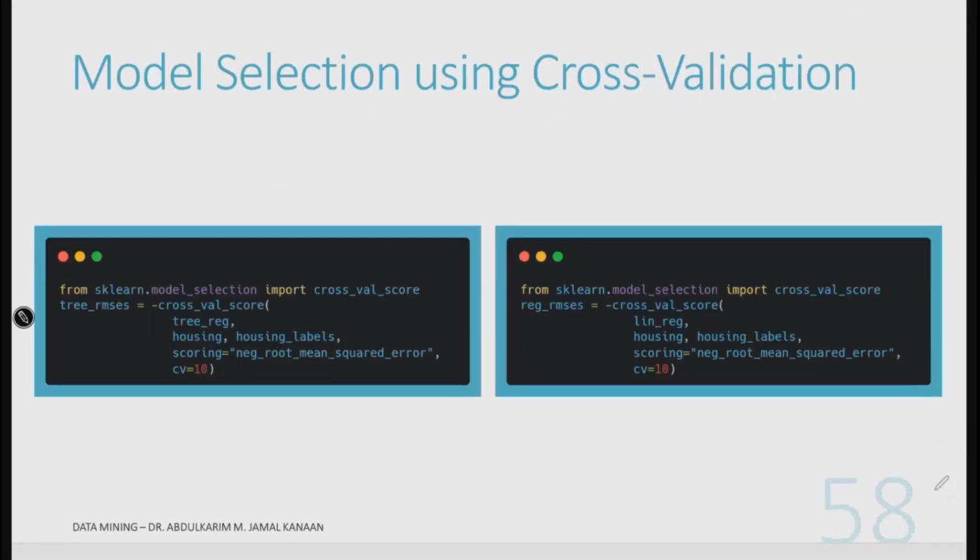Now, using it for model selection, what do you do? You can apply cross_val_score, let's say for linear regression or for tree regression. Then you see which one is giving you a better score. Then you can select whether you go with linear regression or you go with decision tree.